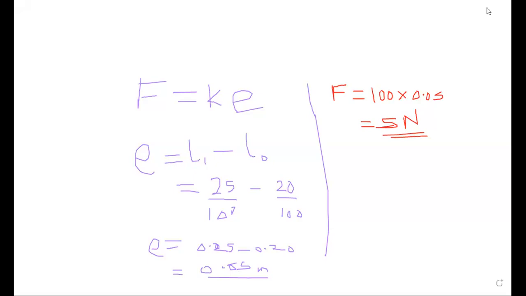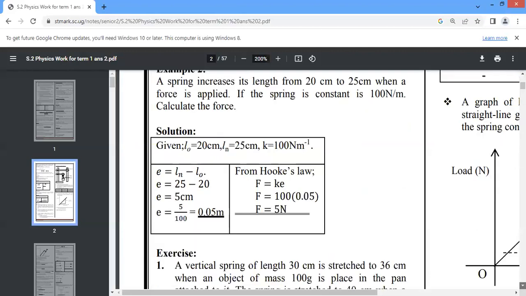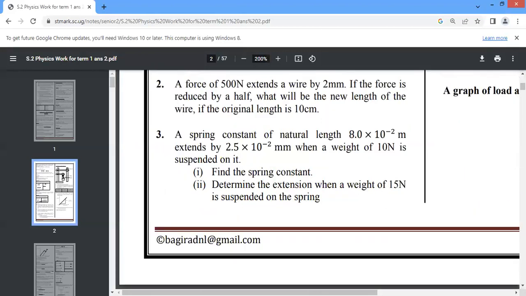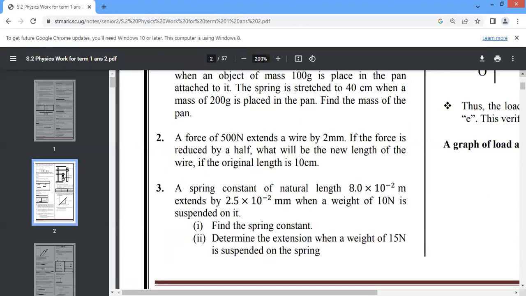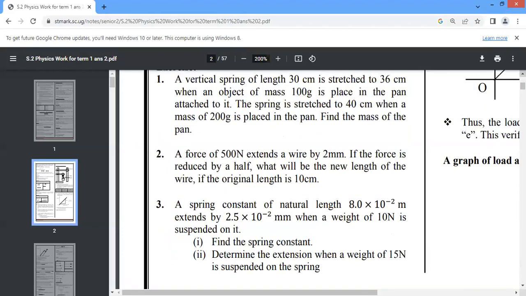Our time is gone. Let me see if I can get for you some few questions to try out. Okay, we have some 3 questions here. Let us take screenshots or let us copy them, whatever you want. It's an exercise of 3 questions, so you try them. Your time, and you can send your answers in the groups.